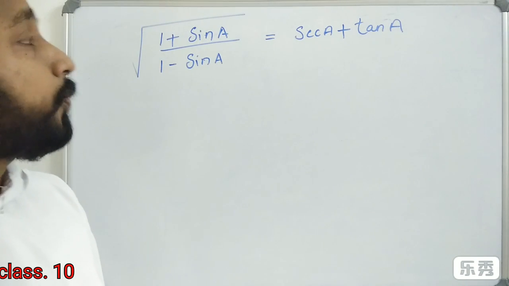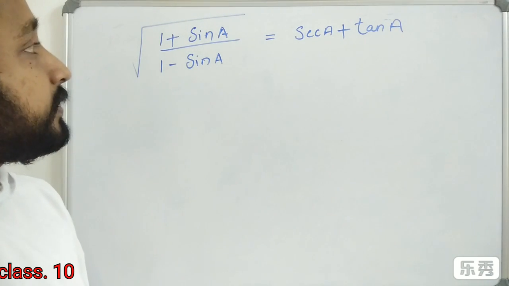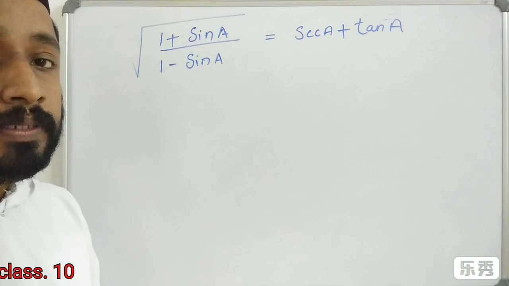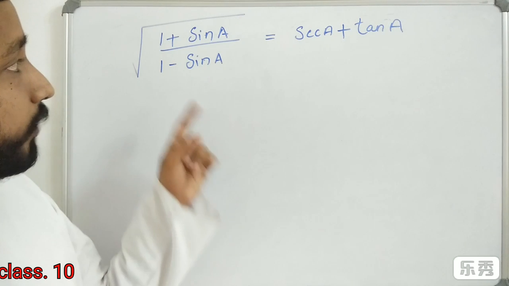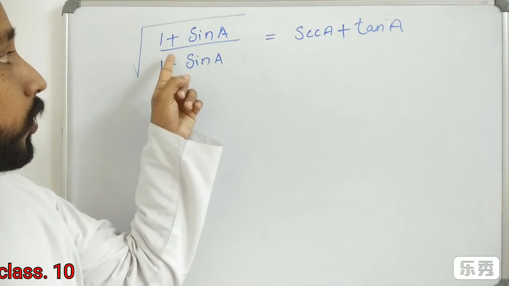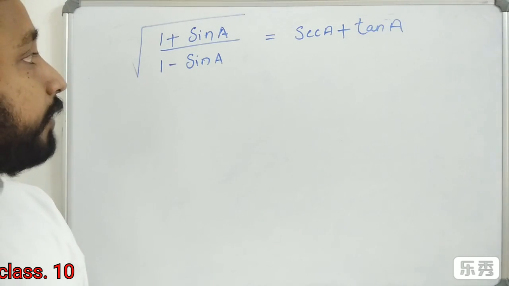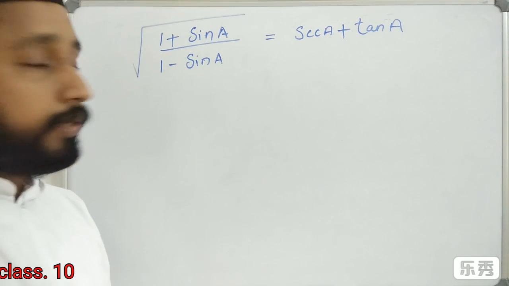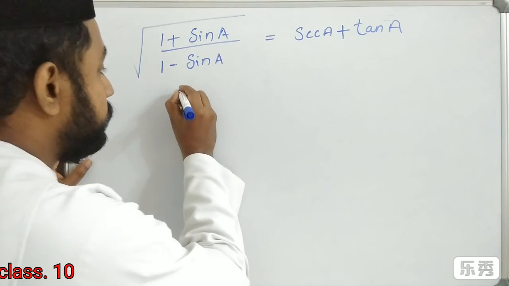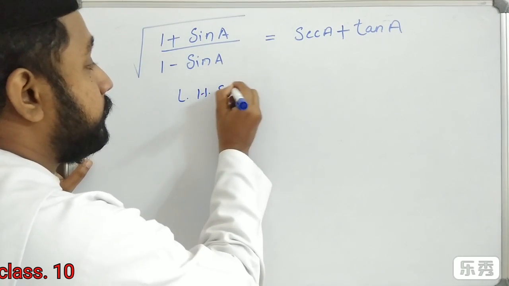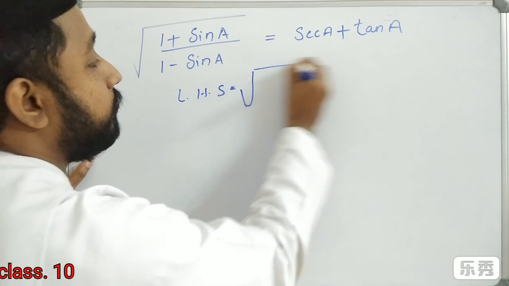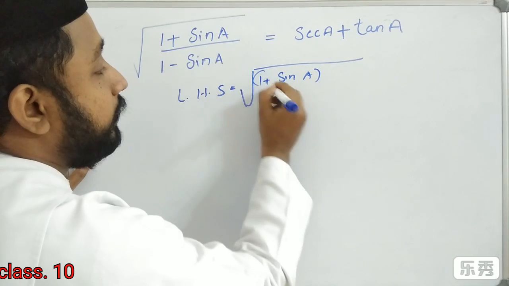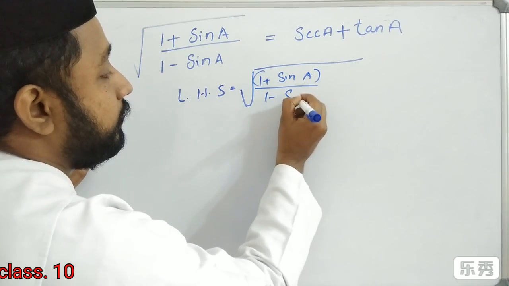Next question. Prove that root of 1 plus sin a divided by 1 minus sin a is equal to sec a plus tan a. So here LHS is root of 1 plus sin a by 1 minus sin a. You have to prove this is equal to sec a plus tan a.